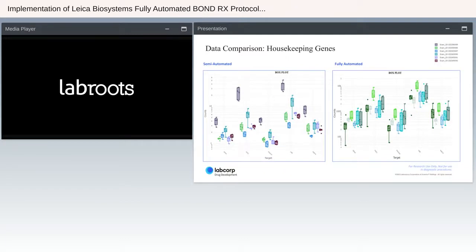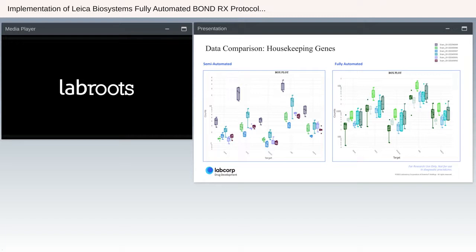And so here's the data comparison for the housekeeping genes. So on the bottom, you can see different housekeeping genes across different scan IDs. So these are the different scans that we had run. So this one we had six different samples that were run comparing the semi-automated to the fully automated. You can see the housekeeping genes share a similar pattern.